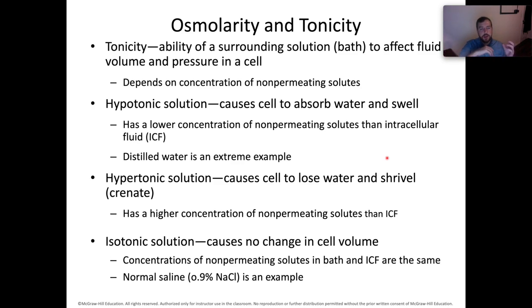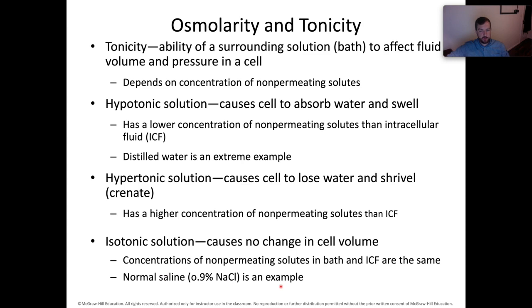A hypertonic solution causes a cell to lose water and to shrivel or crenate. So for example, if I gave a patient ocean water, the ocean water is saltier than the cells, so they will shrink, right? Does that make sense? Water will flow from areas of low solute to high solute, so it'll go from the cell to the extracellular fluid.